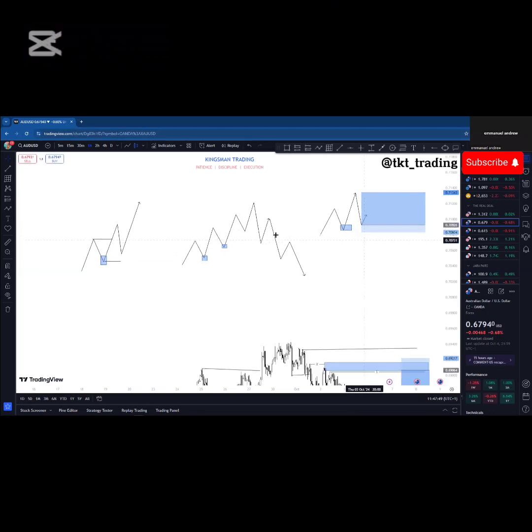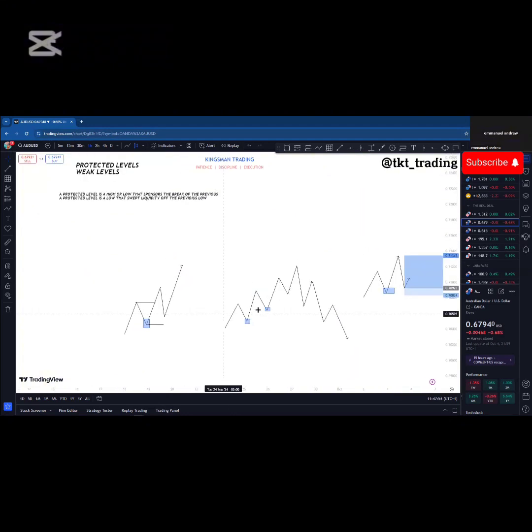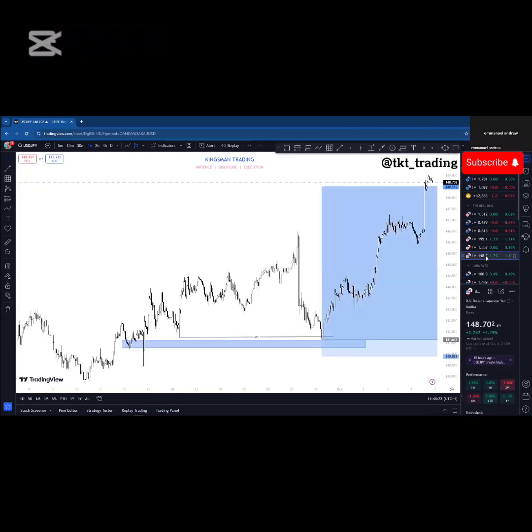Okay, so that's it. Now, this explanation I'm giving you is for the first definition of a protected level. To give you a much clearer explanation of the second definition, whereby I say a protected level is a low that swept liquidity of the previous low, I will use USDJPY, because I think that's the pair where I have a very good setup, and I even sent this setup to my group. So now, let me move to the 4-hour time frame.